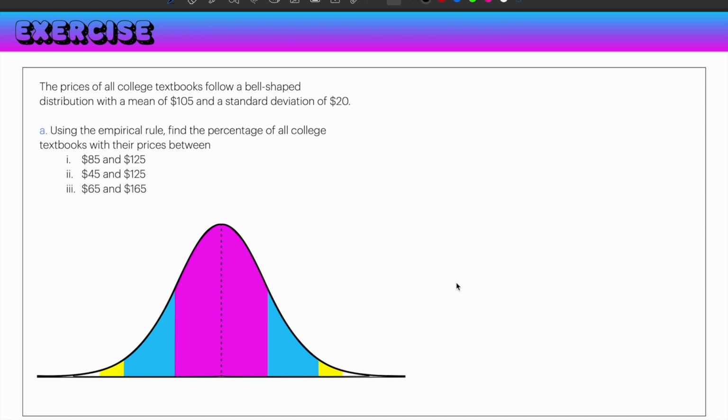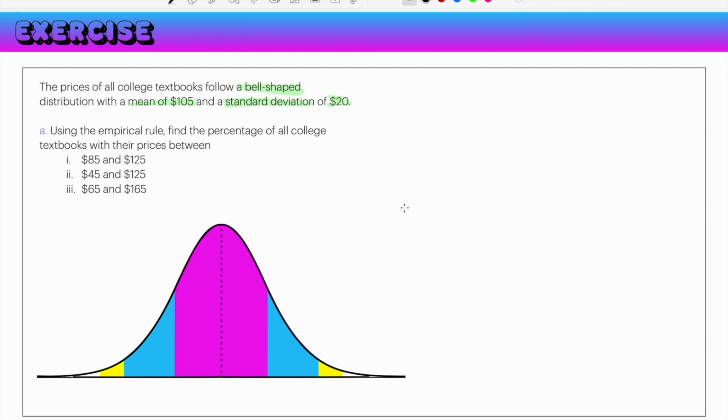We have the prices of all college textbooks, which follow a bell-shaped distribution with a mean of $105 and a standard deviation of $20. We are asked to use the empirical rule to find the percentage of all college textbooks with prices between $85 and $125, secondly between $45 and $125, and lastly between $65 and $165. So we need to find the percentages. First, we are given that the distribution is bell-shaped, and we are also given a mean of $105 and a standard deviation of $20.